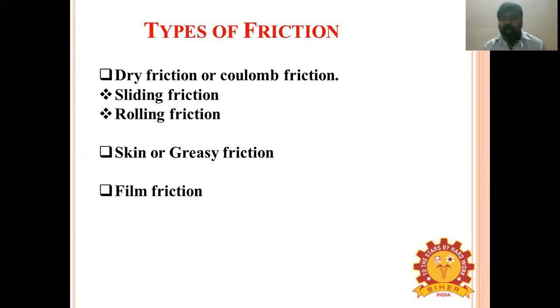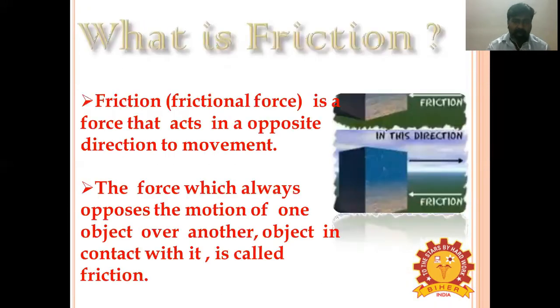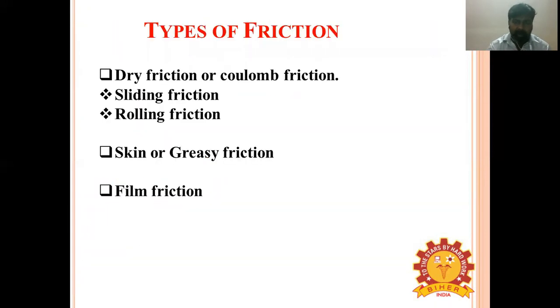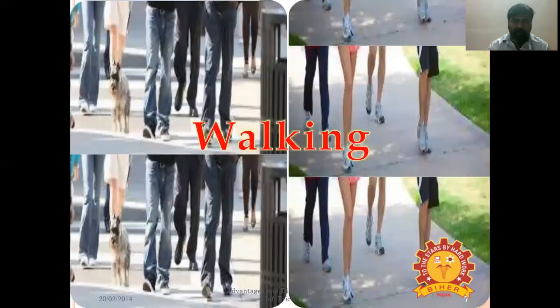Rolling friction is the friction that exists when one surface rolls over another surface. Rolling friction is always less than sliding friction. For illustration, a given load can be shifted more easily on a cart than by dragging or sliding it on the ground. You can see it here. While walking, we get this kind of friction.